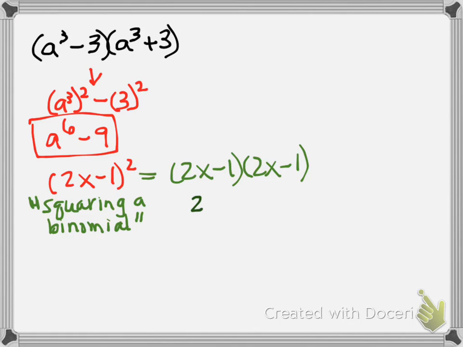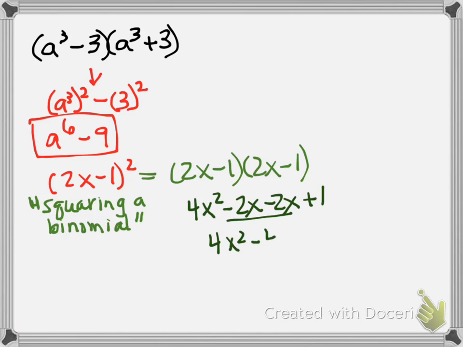I'm going to multiply 2x times 2x, and I get, 2 times 2 is 4, x times x is x squared. I'm going to multiply 2x times negative 1 and get negative 2x. I multiply negative 1 times 2x, I get negative 2x. And I multiply negative 1 times negative 1, and I get positive 1. Looking for my like terms, I get 4x squared minus 4x plus 1. That answer is called a trinomial square.